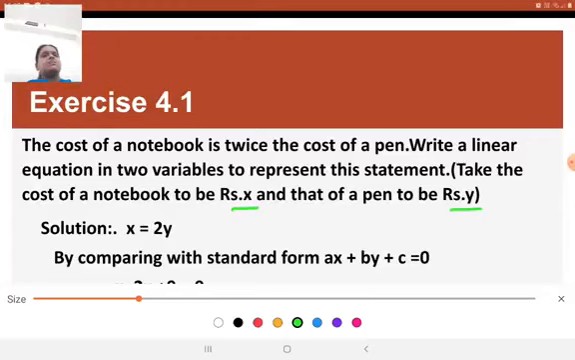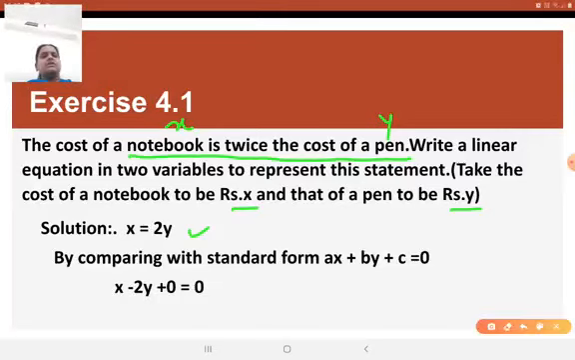The first statement is very important. The condition is given. What is given? The cost of a notebook is twice the cost of a pen. So here it is given the notebook cost is X, so I will write it here as X. The cost of a pen is Y. Can you frame the equation? The notebook is twice the cost of a pen. So the notebook is X, which is equal to twice, that means 2 into the cost of a pen. So X is equal to 2Y. Is it correct? Yes. So we got the equation as X equal to 2Y.